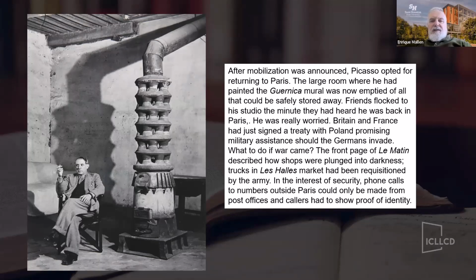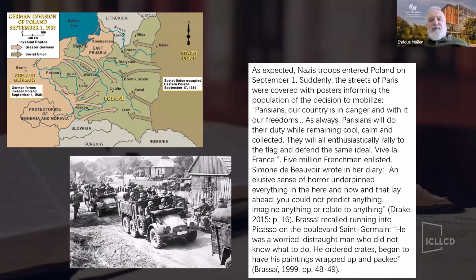The front page of Le Matin described how shops were plunged into darkness. Drugs in the market had been requisitioned by the army in the interest of security. Phone calls to numbers outside Paris could only be made from post offices, and callers had to show proof of identity. As expected, Nazi troops entered Poland on September 1st.